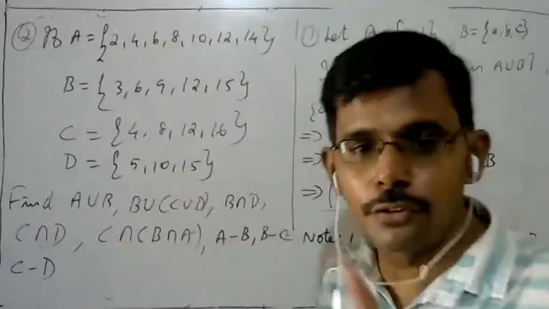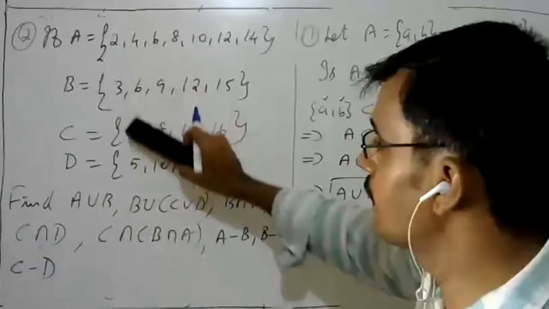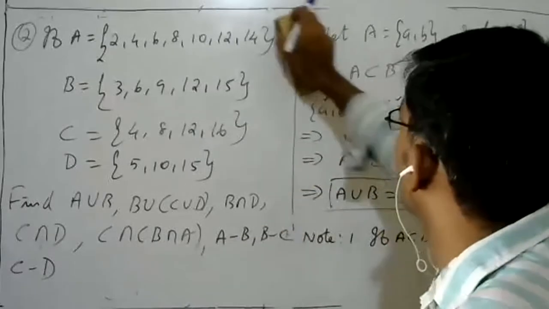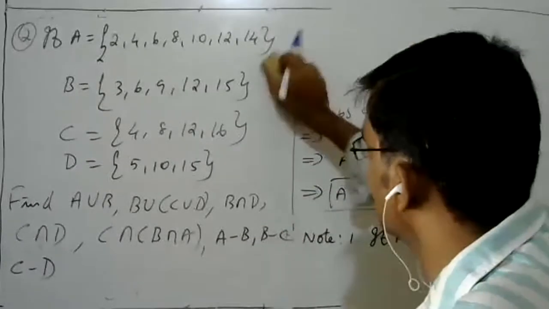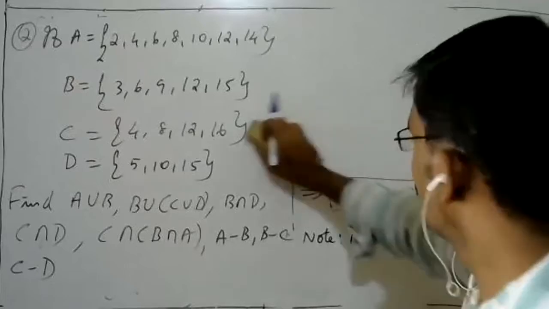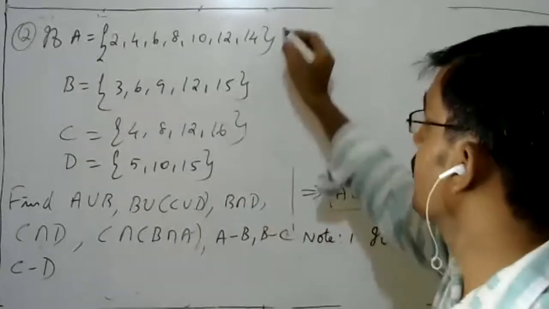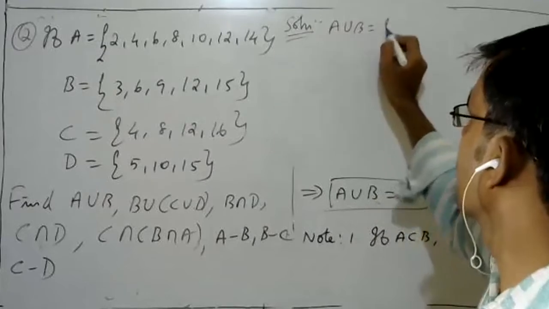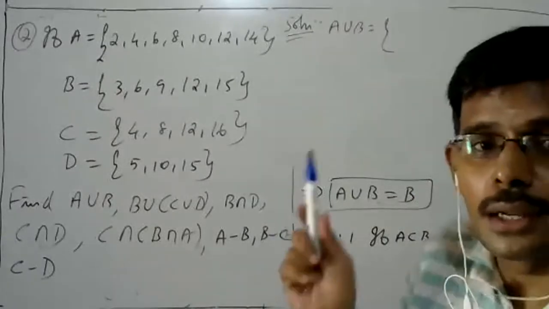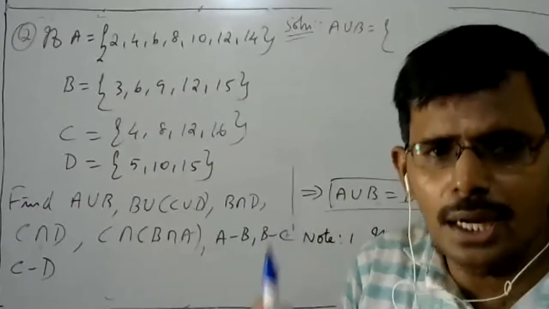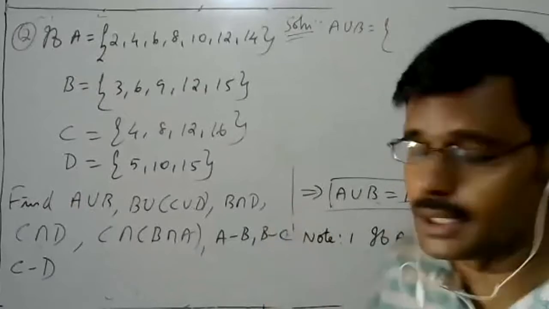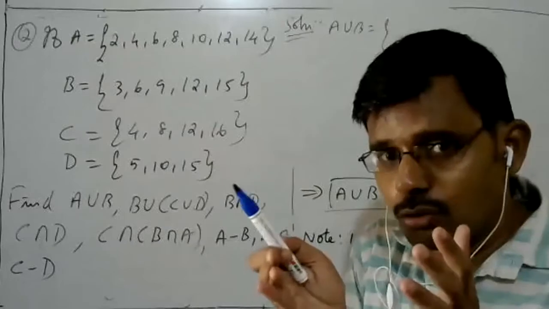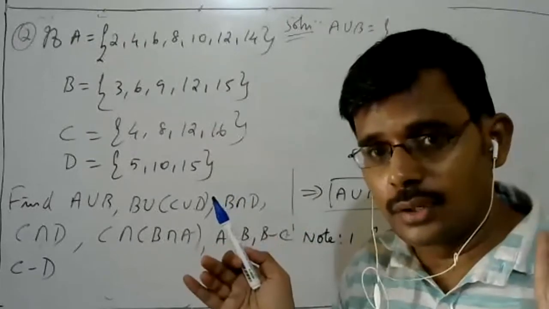We have to find everything. Only a few sets are given: A, B, C, D are given. We have to find A union B, B union C union D, everything. First of all, what is A union B? How do we find A union B? Write all the elements of A and write all the elements of B. That means combine A and B together and take all the elements.